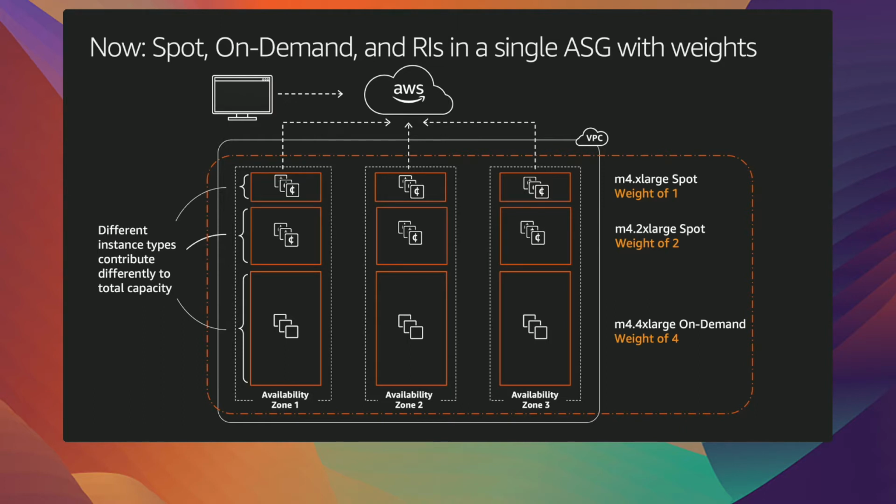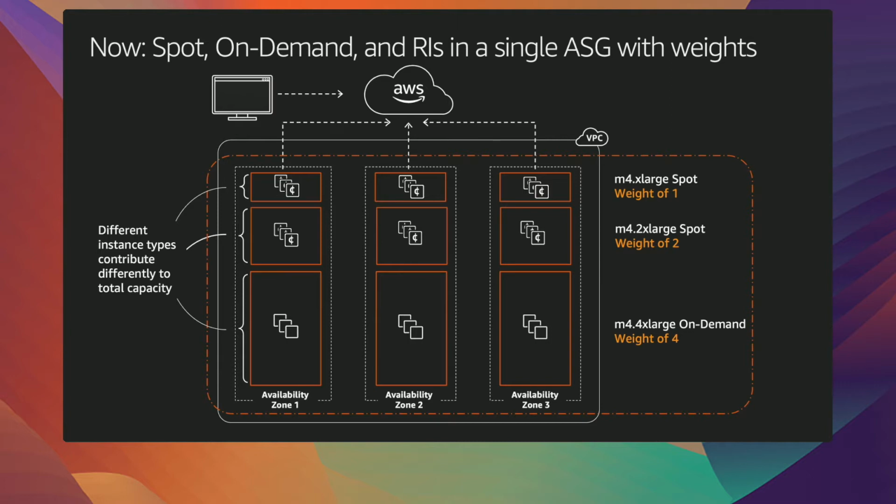Now, what you can do is when you create this auto-scaling group, you can add weights to the different instance types that you select. A weight is an indication of the compute operation that it can perform. So let's say you have your normal workload running on an M4 extra large, and that's your baseline. You would assign that a weight of 1.